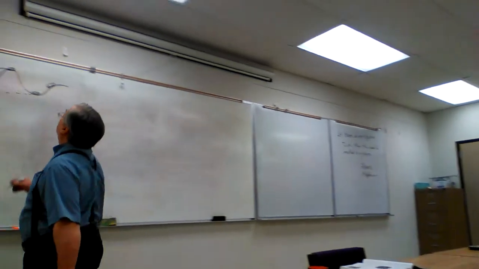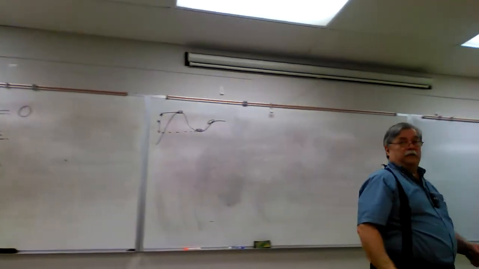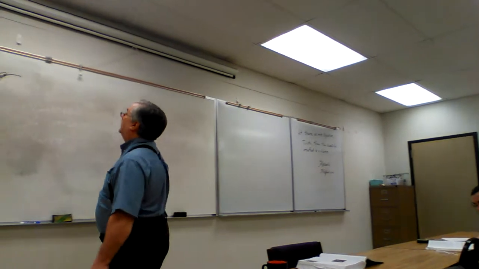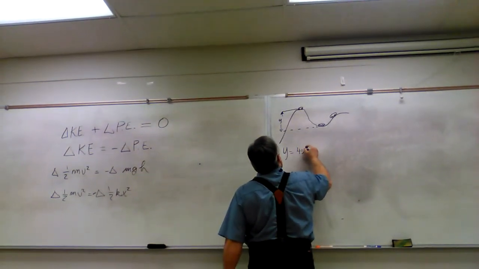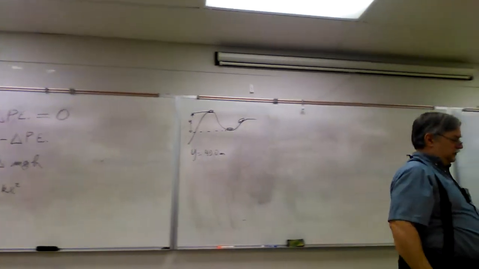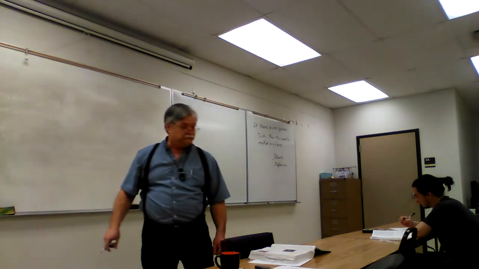Now they're saying in this example, the example I'm looking at, by the way, is page 152, example 6.8, we're going to set y equal to 40 meters. Well, that's an awfully tall roller coaster. They said 40 meters.